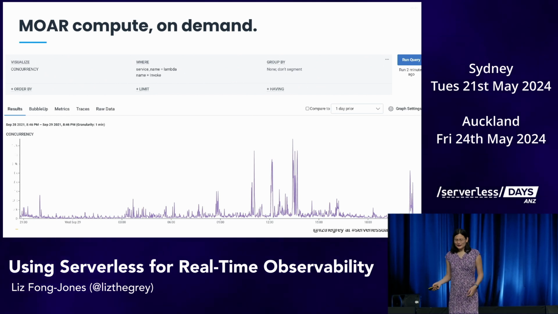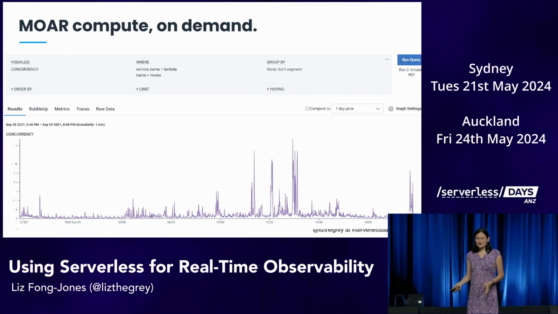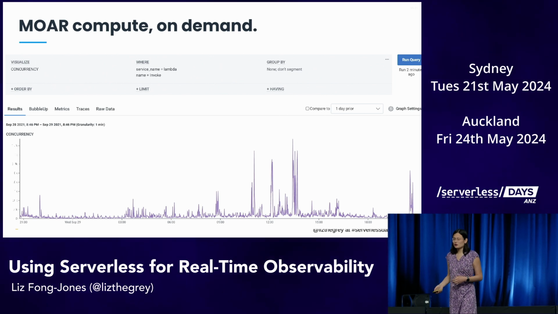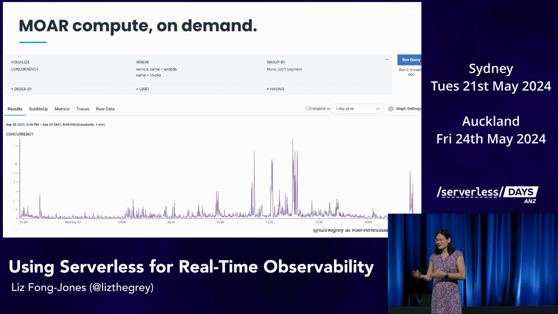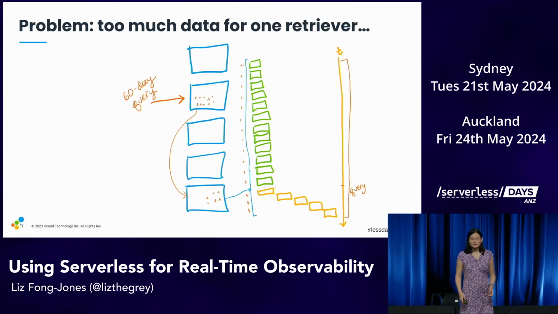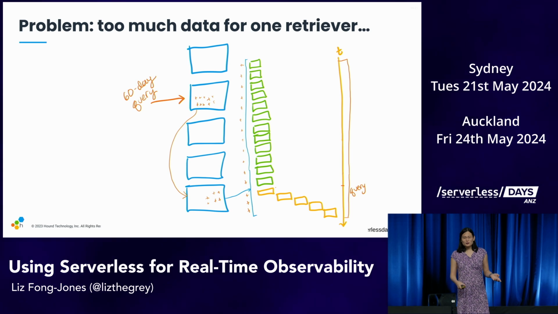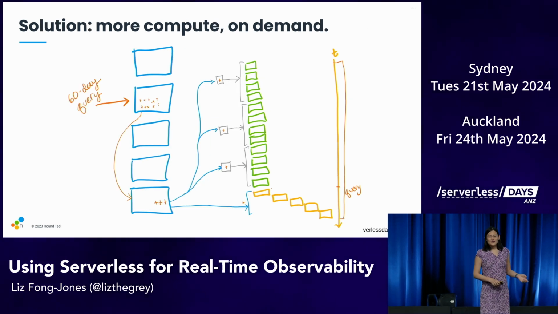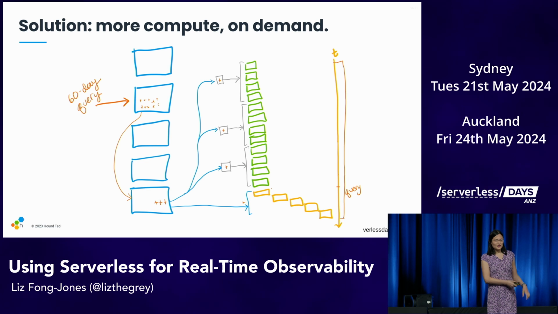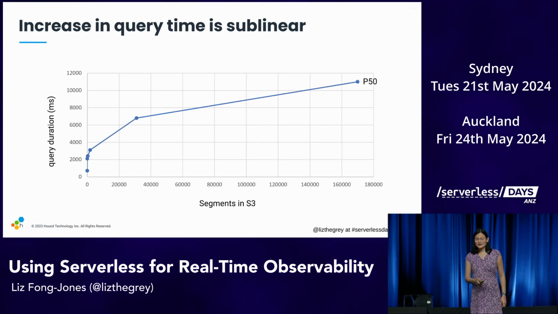AWS Lambda, in our case, enabled us to scale this out dynamically on demand and achieve a concurrency not just of 100 hosts, but of tens of thousands of concurrent workers able to fetch from S3. And S3 itself is pretty infinitely scalable as long as you've sharded your bucket well. So we were able to solve this problem of having too much data for one retriever by sharding out the set of data to scan off of S3 into a number of different work units that could be invoked in a Lambda invoke request. So now the increase in query time is sublinear.